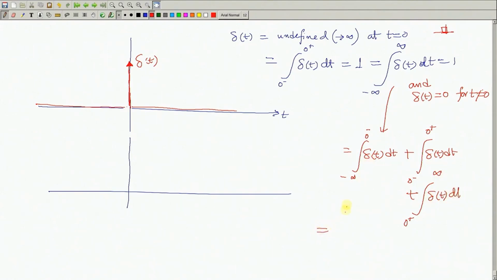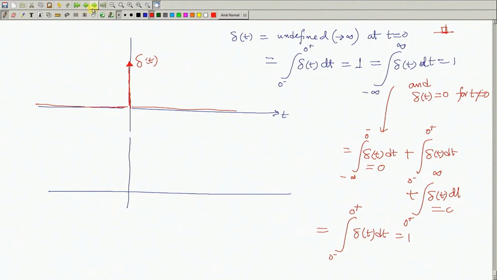Now, this integration is 0 because delta(t) is 0 between minus infinity and 0 minus. This one, from 0 plus to plus infinity, was also 0. So, this is 0, this is 0. So, this is equal to the integral from 0 minus to 0 plus of delta(t) dt, and that is equal to 1. So, the integral from minus infinity to infinity of delta(t) dt is equal to 1.